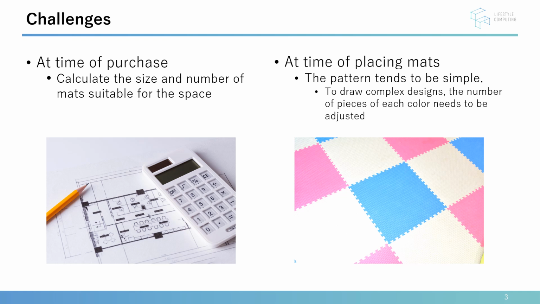On the other hand, there are several challenges with current puzzle mats. First, when purchasing, it's necessary to check the appropriate size and number of mats for the space. Additionally, puzzle mats are often sold in 2 or 3 colors, which tends to lead to simple layouts, like the checkerboard pattern shown in the image on the right. When arranging the mats with specific designs like animals and symbols, it's necessary to adjust the number of mats of each color to create the design, which can be time-consuming. This complexity is one of the reasons for the simplicity of typical layouts.